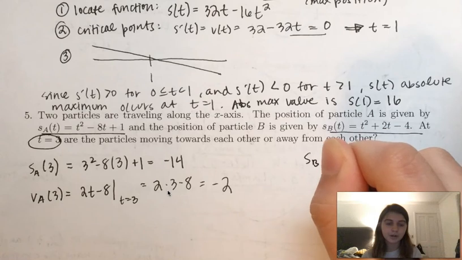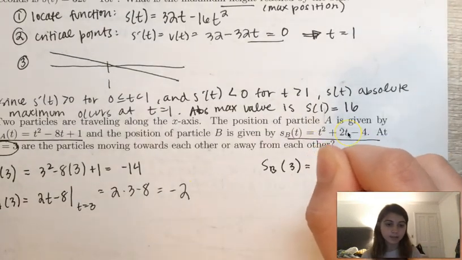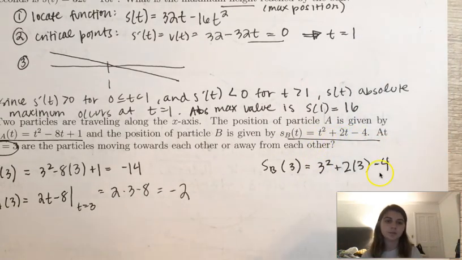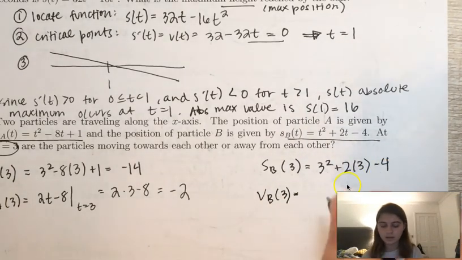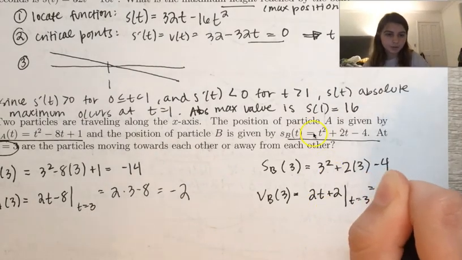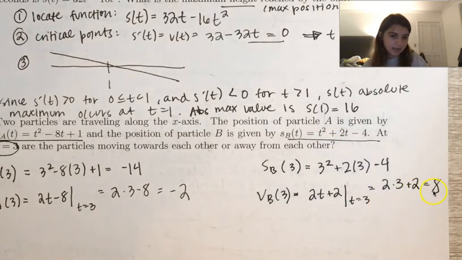So now we're just going to find the position of B at 3. Remember, it's a different function, so make sure you use the other function. 3 squared plus 2 times 3 minus 4. I didn't write what that equals, but it equals 11. Then you take the derivative of that, so that's 2t plus 2, and we'll plug in 3, and we get 8.